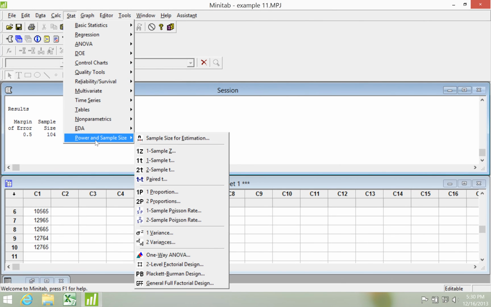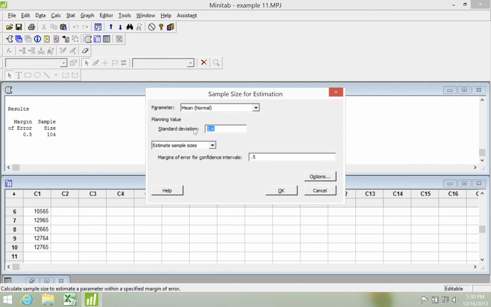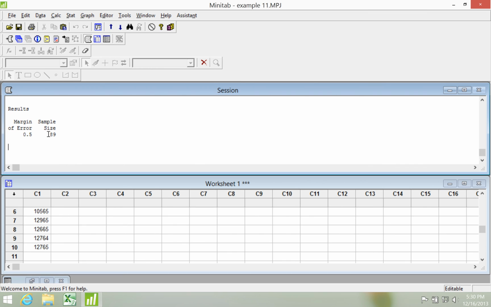Again, we can see this in Minitab quite simply. Stat, Power and Sample Size for Estimation. Here our standard deviation is known to be 2.4, with the rest of the criteria staying the same for the rest of the question. And here you get that the sample size should be 89.